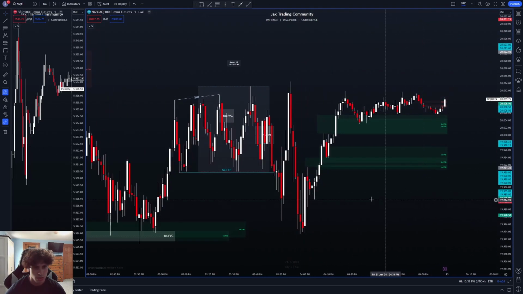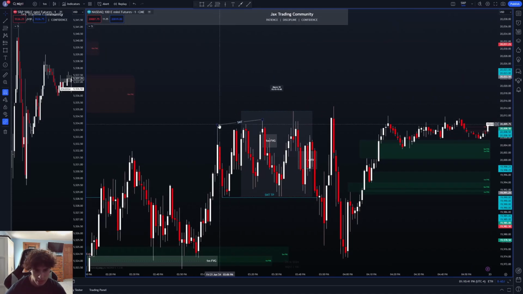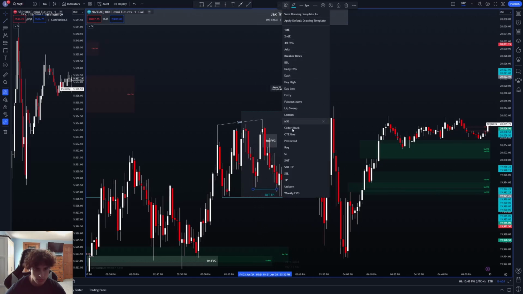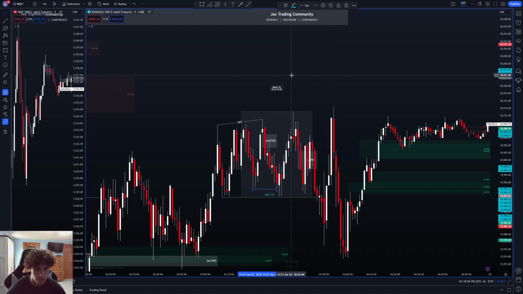So this is just, like, look at this. We have, firstly, we have this low get taken out. I'm actually going to draw these with dashes. Where's the dash? Where's the dashes at?